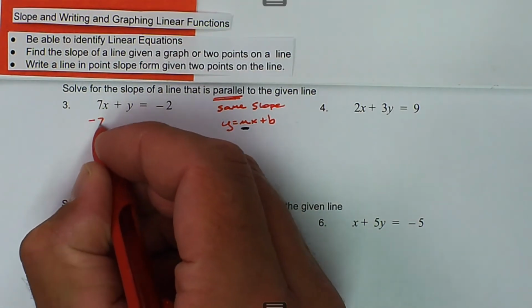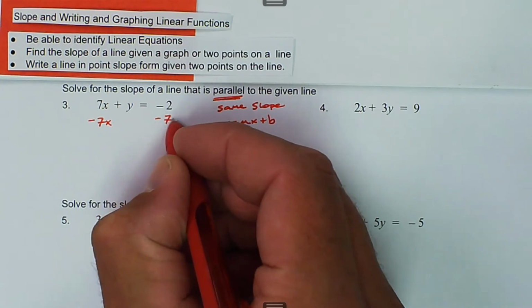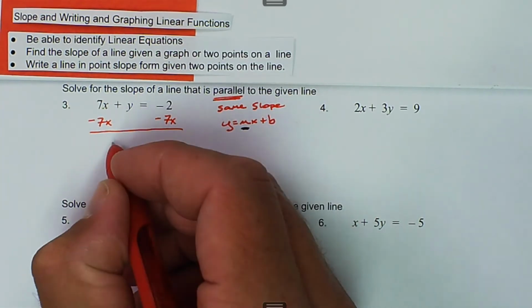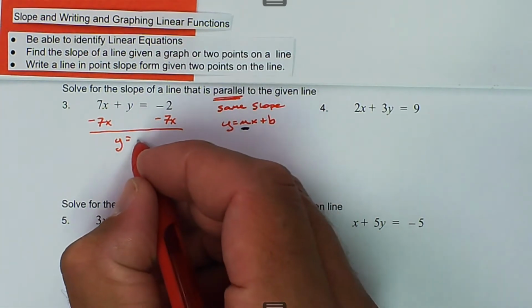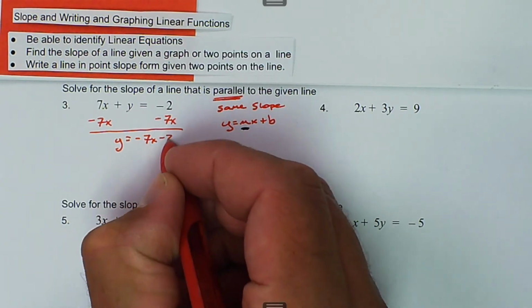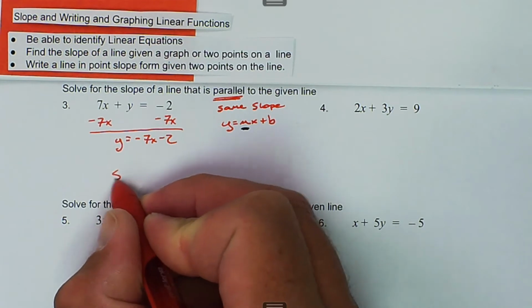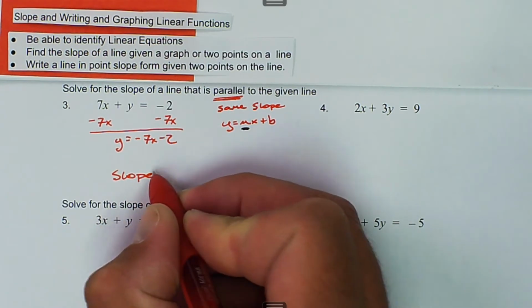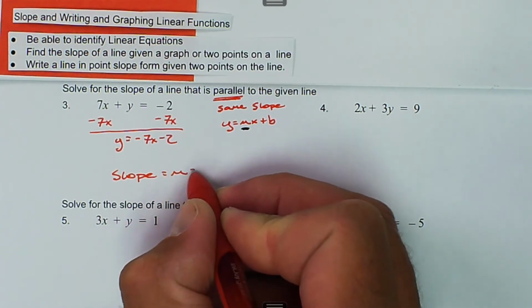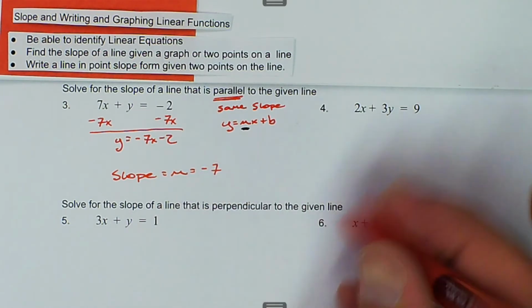So we can subtract 7x from both sides, and then we get y equals negative 7x minus 2. And in this case, if it's parallel, then our slope is equal to m, which is equal to negative 7.